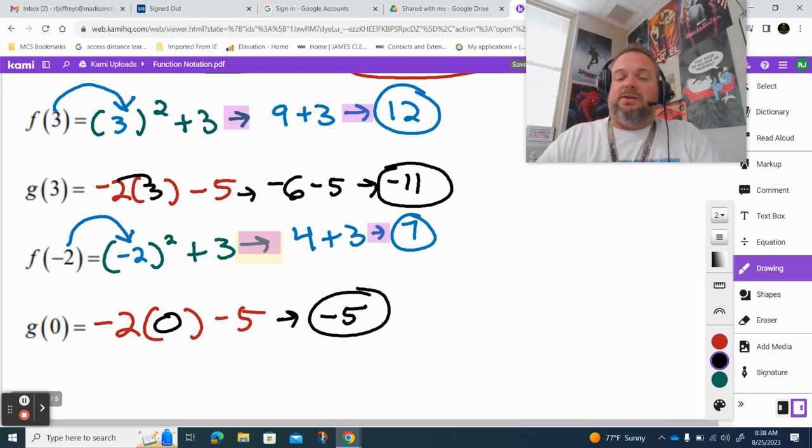Now, if you are a little confused, hopefully it's better now. All right, but this is really the extent of what we're doing today.